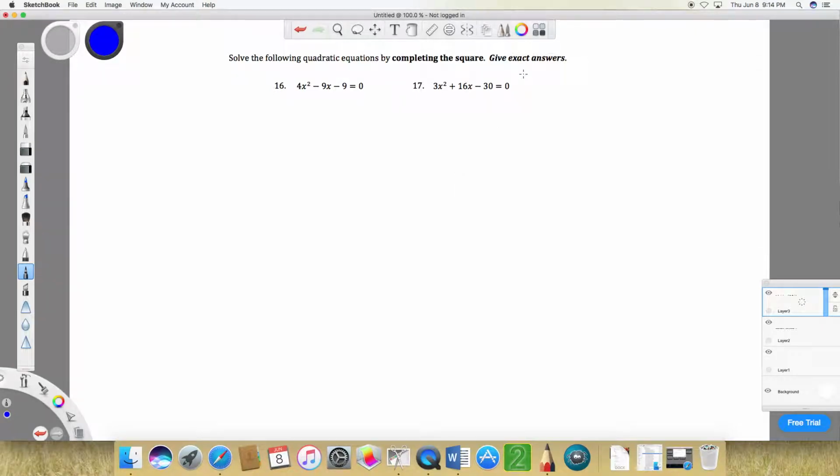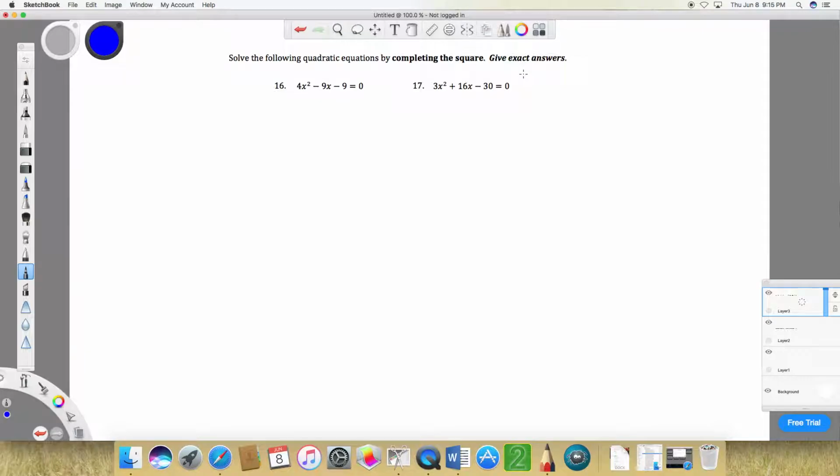They're asking us to solve these two quadratic equations, but they are saying that we must solve it by a technique that's referred to as completing the square, which means I can't try to factor it. I can't use the quadratic formula. I have to use completing the square.